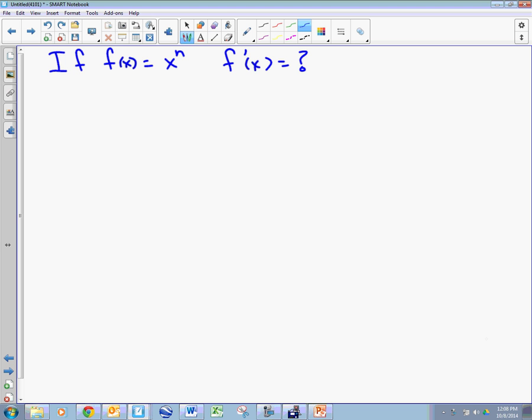And you guys came up with 5x to the fourth. Some of you guys have seen the pattern. We'll show you what happens here. We're going to set it up. The limit as h goes to 0 of f of x plus h.